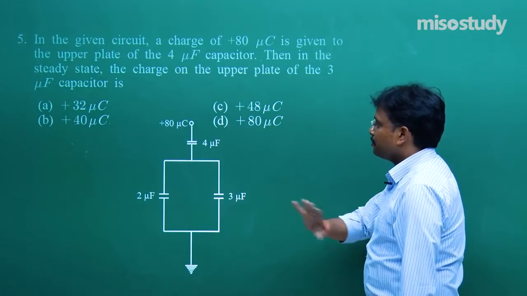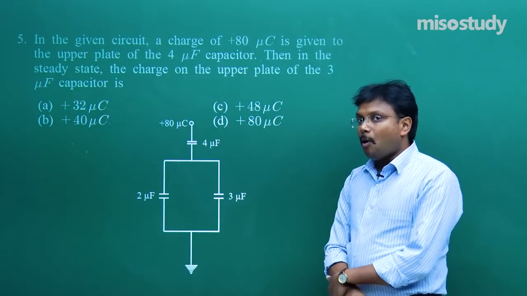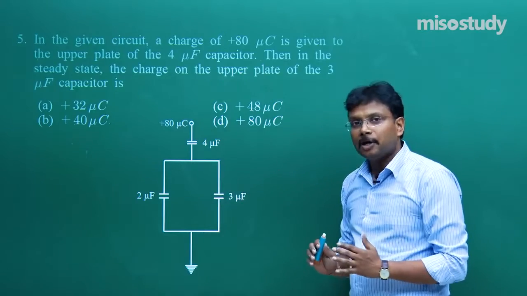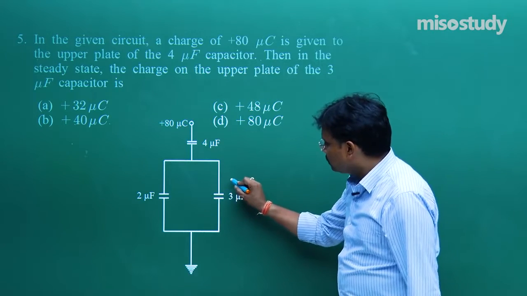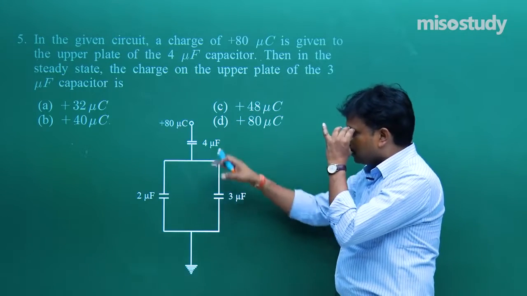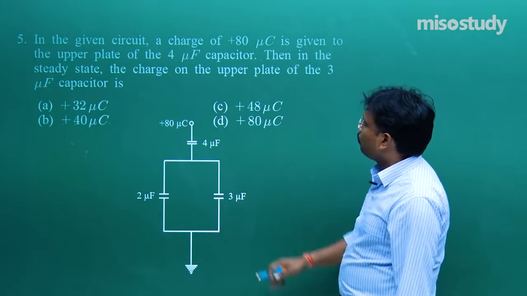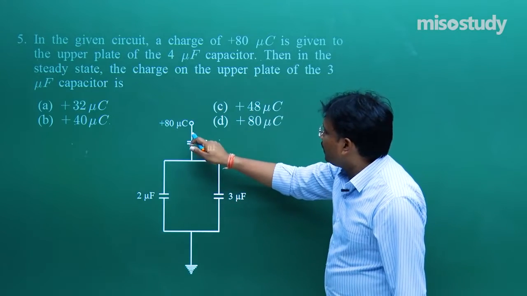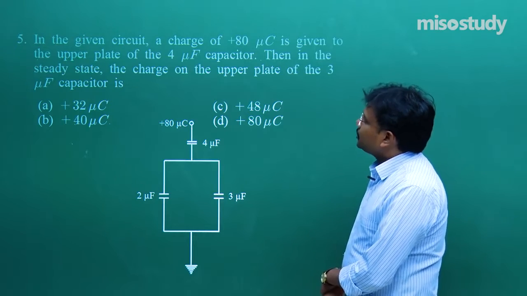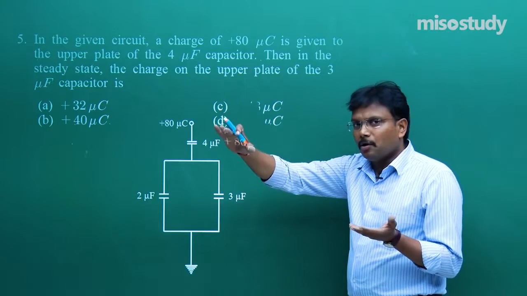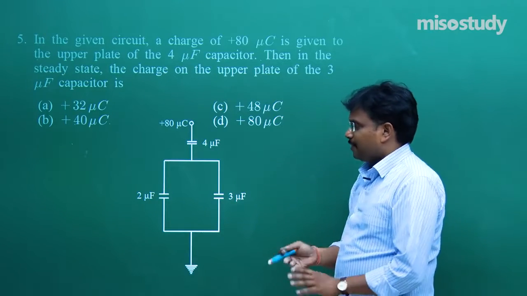Now let's come to question number 5. This question is very plain, a very simple question. But it will check your ability of visualizing a circuit, thinking in terms of a circuit. How? First read the question, then complete the diagram. In the given circuit, a charge of plus 80 microcoulomb is given to the upper plate of this 4 microfarad capacitor. Then in the steady state, what does that mean? Continuous, balancing. The charge on the upper plate of the 3 microfarad capacitor is how much?